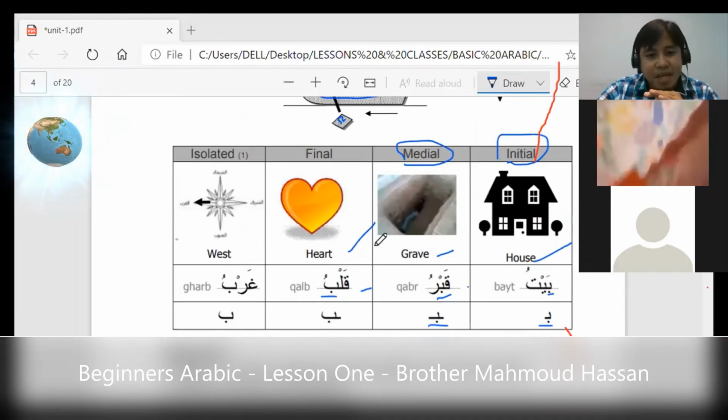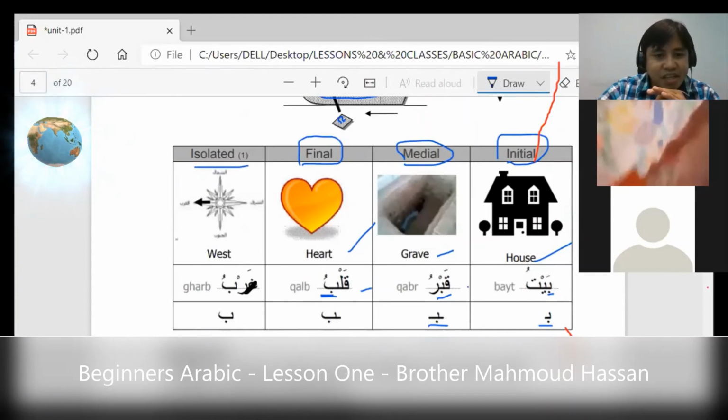Okay, the ba is in the end. You can see the shape of ba like this. That is the final form of the letter ba. But sometimes it is isolated. At the end of the word, you can find ba in west, which in Arabic is gharb.